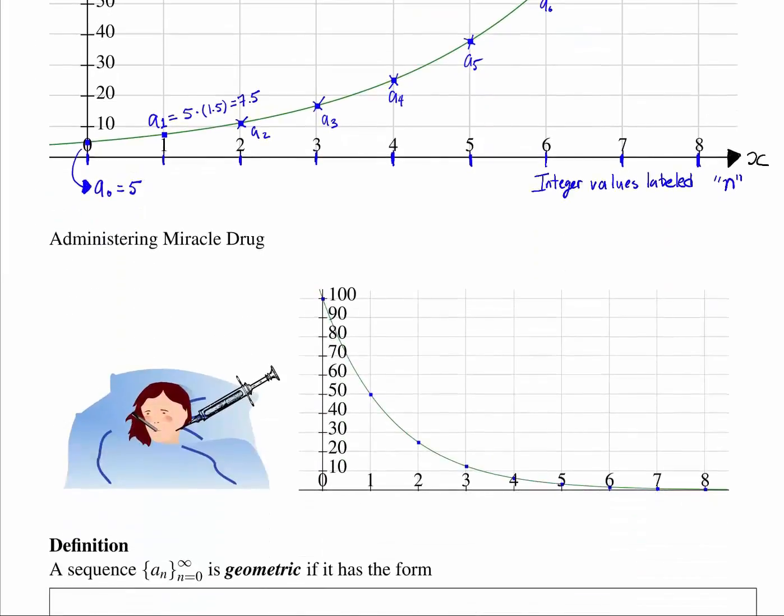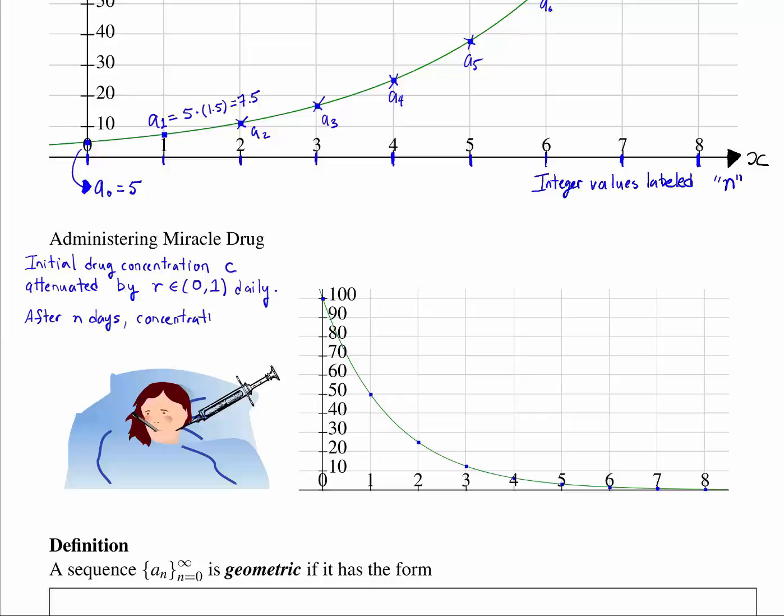Now how about this miracle drug being delivered to a patient? Can this be described by a geometric sequence? The answer is yes. Let's look at the patient's drug concentration, where the initial starting concentration on day 0 is C, which is attenuated by a factor R daily, where R is between 0 and 1. So after n days, the concentration of the drug that remains in his system is A_n, which is equal to C times R to the n. So an example would be that A_n is 100 times 0.5 to the n.